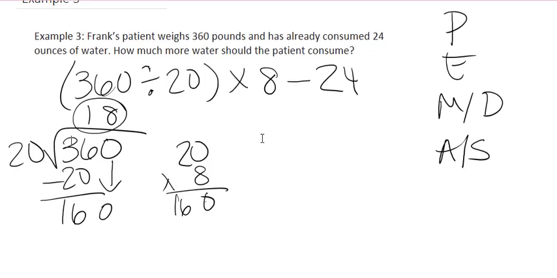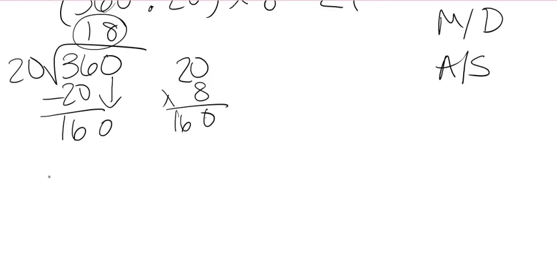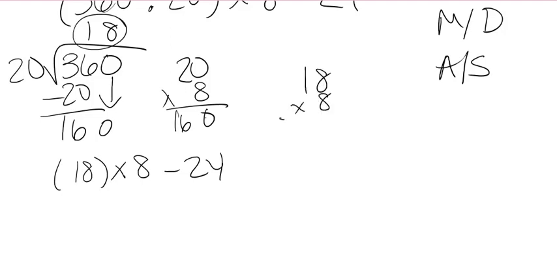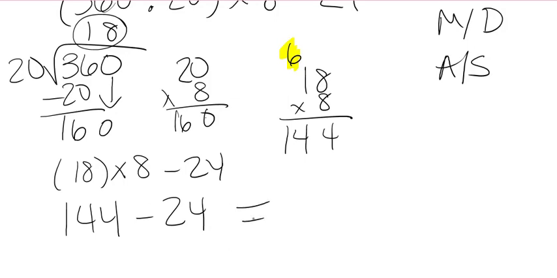So let's continue on. So we have the number 18 times 8 minus 24. So 18 times 8, because I need to do this off to the side. So 8 times 8 is 64. So we bring down the 4, carry the 6. 1 times 8 is 8, but we're going to add that 6. So we get a total of 14. So we have 144. So 144 minus 24 gives us an answer of 120 ounces.